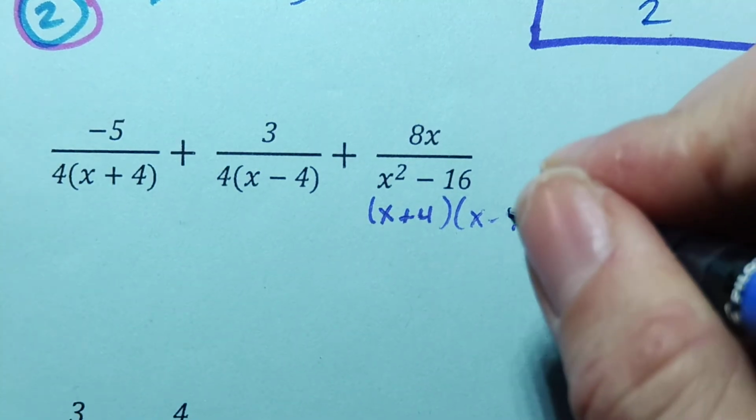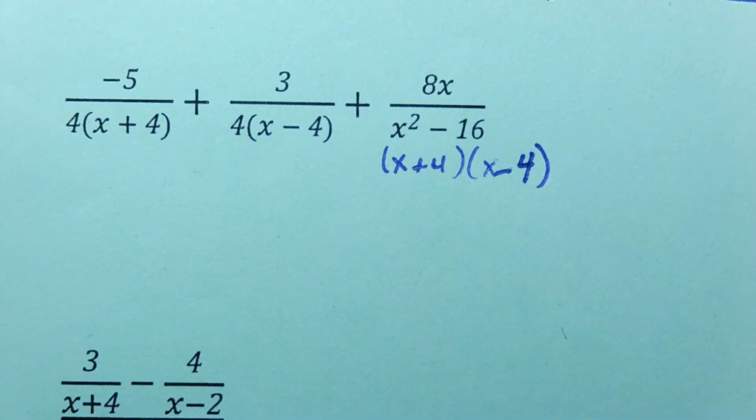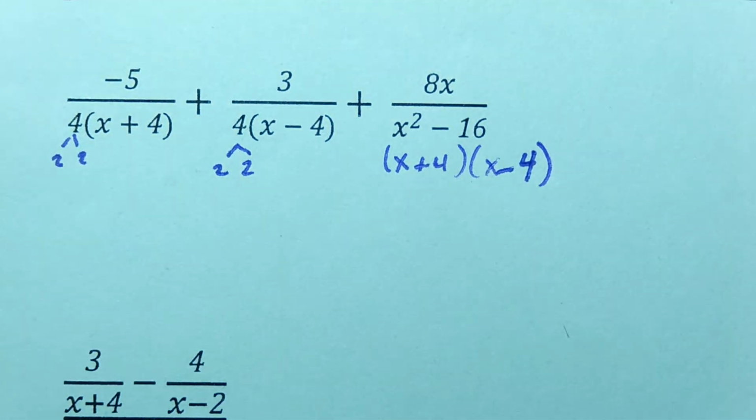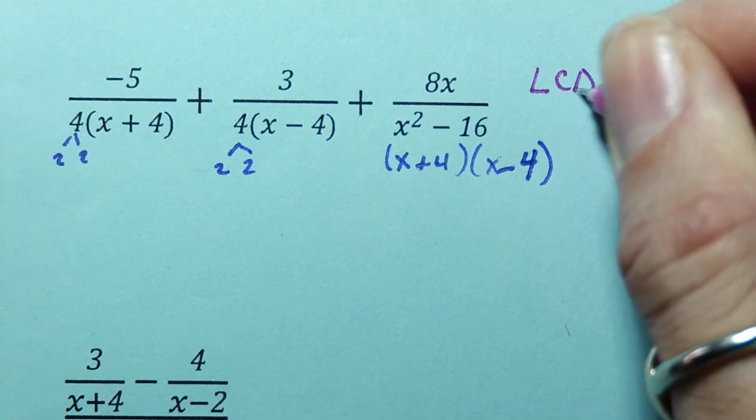So factoring wise, we've got difference of squares on the last one. So x plus 4 and x minus 4. And the 4s, we can break those both down into 2 and 2. So what's the greatest amount of 2's that we have in one fraction? 2. So our LCD is going to be 2 times 2 or 4.